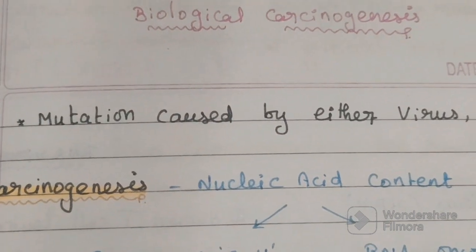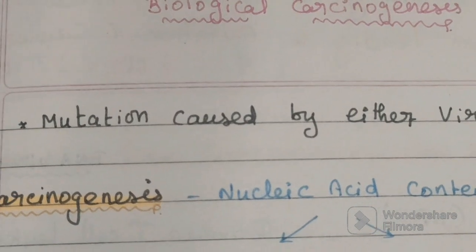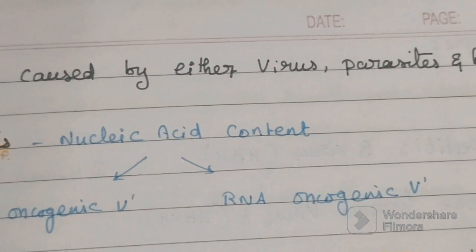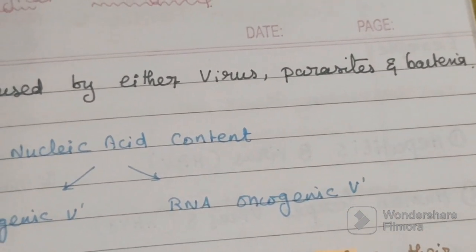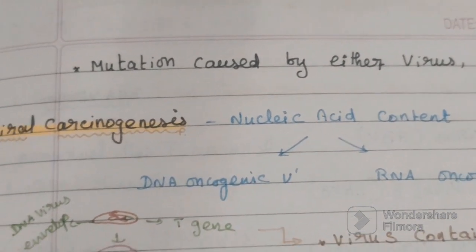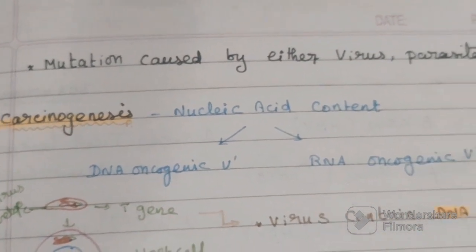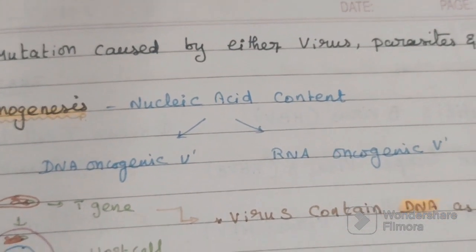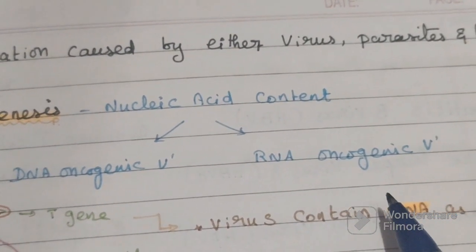This video will discuss biological carcinogenesis. Here mutation is caused by either viruses, parasites or bacteria. Viruses are predominant, so first we discuss viral carcinogenesis. Based on their nucleic acid content, oncogenic viruses are of two types: DNA oncogenic virus and RNA oncogenic virus.